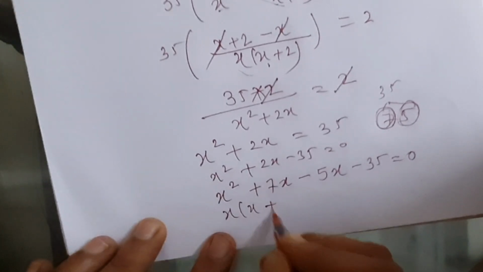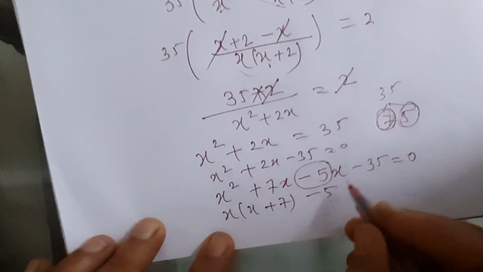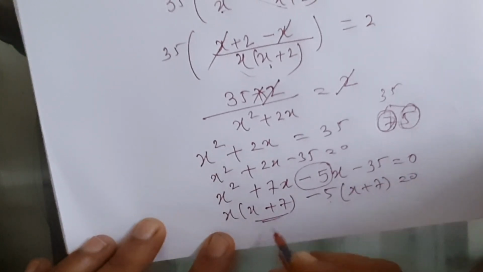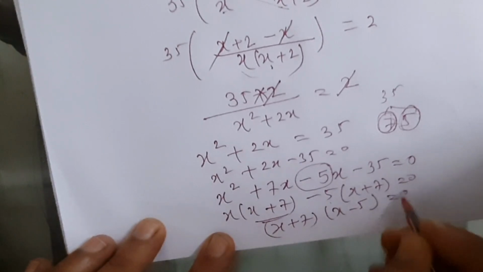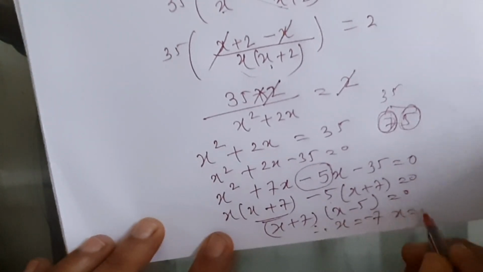x taken common, so it is x plus 7. Whatever the number is there, we will keep outside the bracket. Minus 5, repeat the same bracket, x plus 7. So (x plus 7)(x minus 5) is equal to 0. Therefore, x is minus 7 and x is 5.